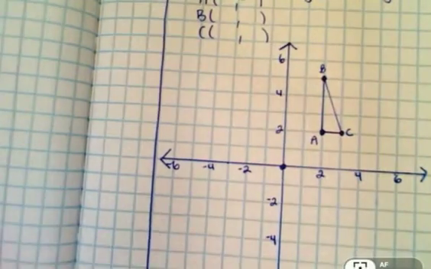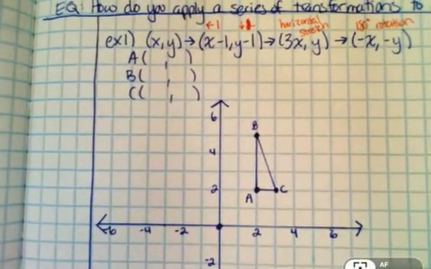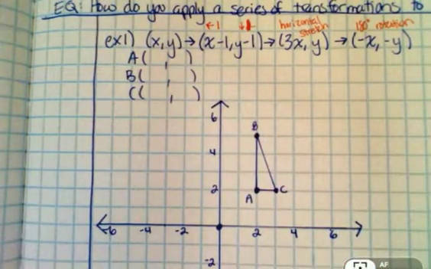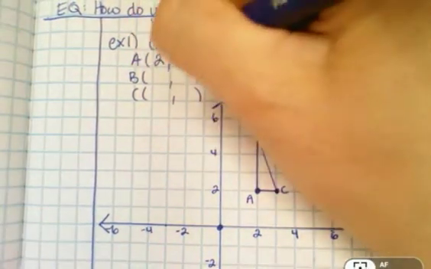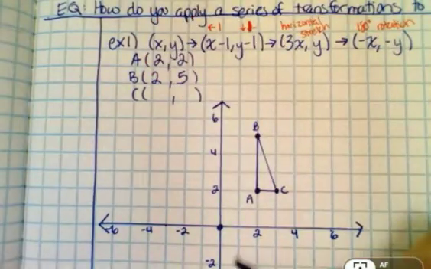So we're going to start, forgive my zooming, we're going to start by applying coordinate notation to our first rule. And before we do that, we really need to make sure we have written down our points. So point A is (2, 2). Point B is (2, 5). Point C is (3, 2).